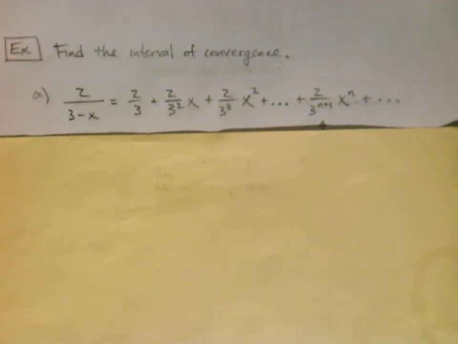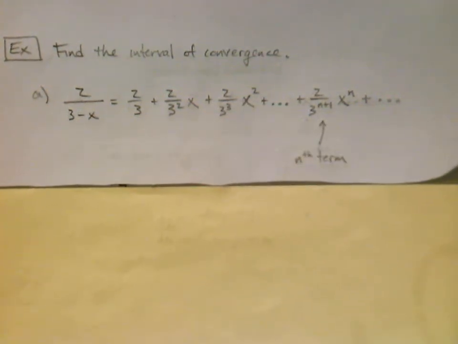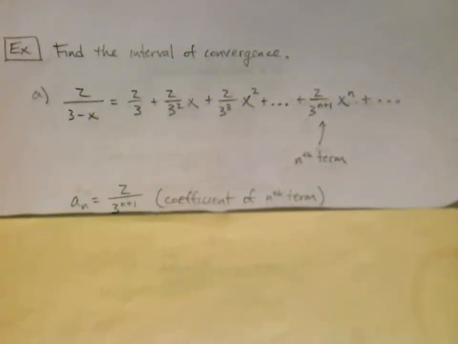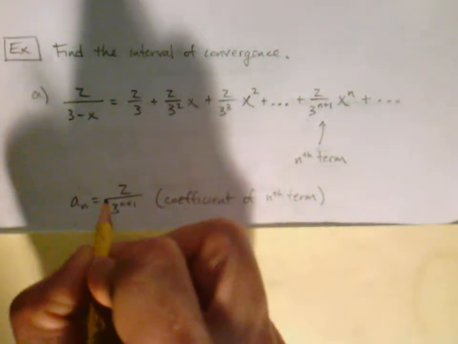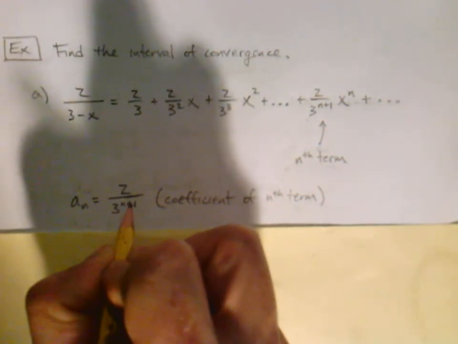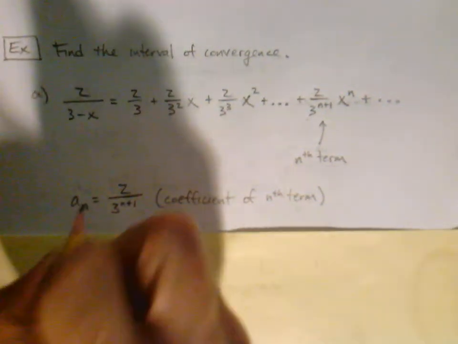Well, what are we going to do here to find the interval of convergence? We need to identify that nth term. Luckily, they tell us that already. And then we need to just pick that coefficient right there. an equals 2 over 3 raised to the n plus 1. The coefficient of the nth term. Okay.